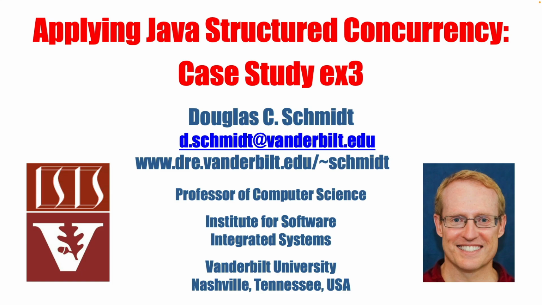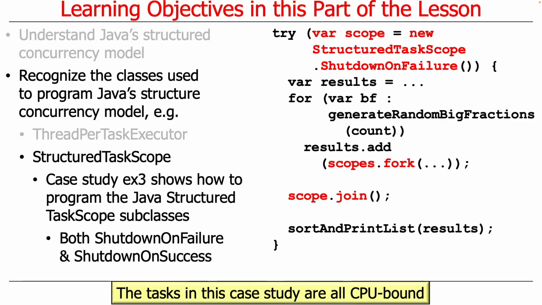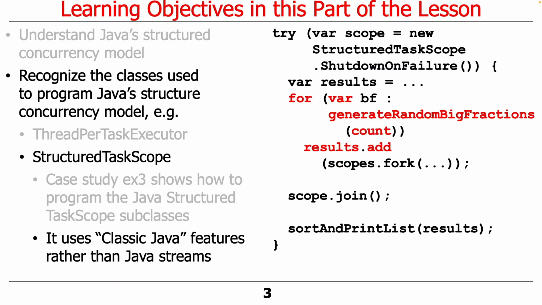So we're now going to take a look at another case study that will illustrate the structured task scope stuff we were just talking about. And we're going to show both the shutdown on failure and shutdown on success nested subclasses in this example. It's a really fun example. All the tasks in this case study are CPU bound, which means they're not blocking on I/O. They're just processing things and doing stuff in memory.